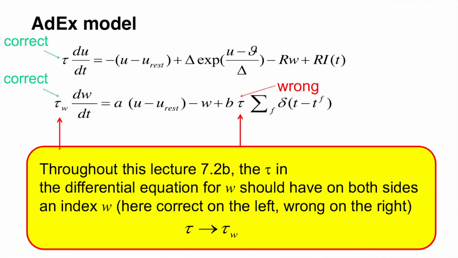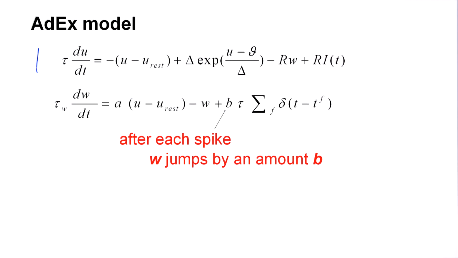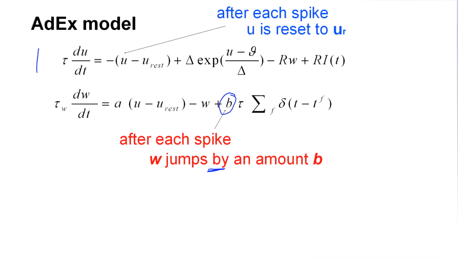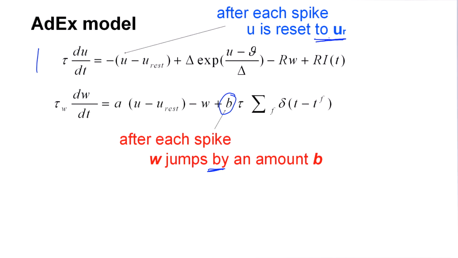Spikes are generated at the moment when the voltage, which is controlled by the first equation, hits a threshold. At the moment of a spike, or more precisely, immediately after the spike, the second variable jumps by an amount b, that's this parameter here, while the voltage variable is reset to a reset value u_r.